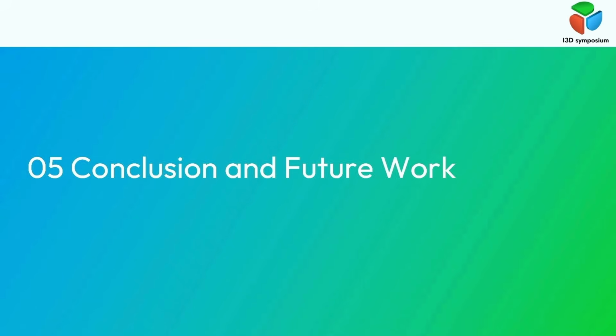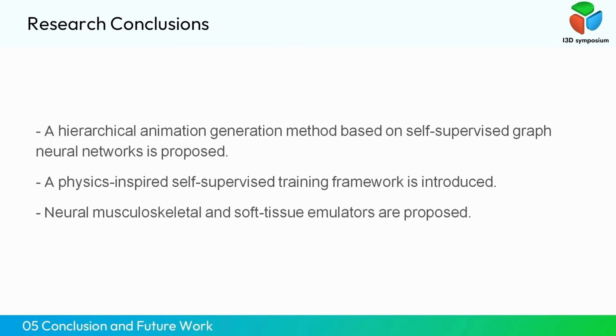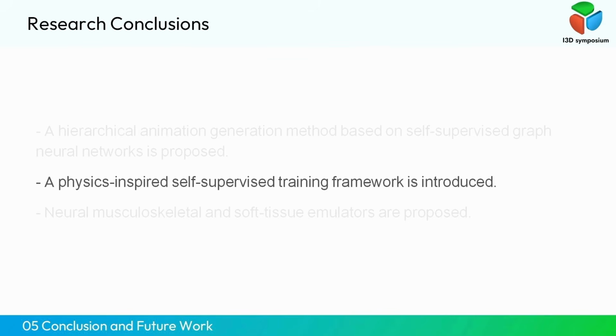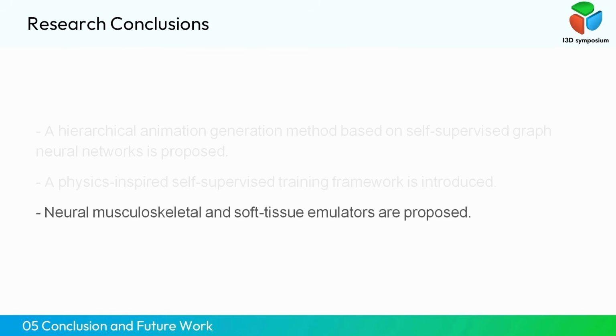Conclusion and future work. Conclusion. This paper presents a hierarchical skinning deformation method based on self-supervised graph neural networks. Through a physics-inspired self-supervised training framework, the method eliminates the dependence on high-quality ground truth data, significantly improves training efficiency, and maintains high visual fidelity and physical consistency. The proposed neural musculoskeletal and soft tissue emulators effectively capture the dynamic characteristics of character muscles and soft tissues.